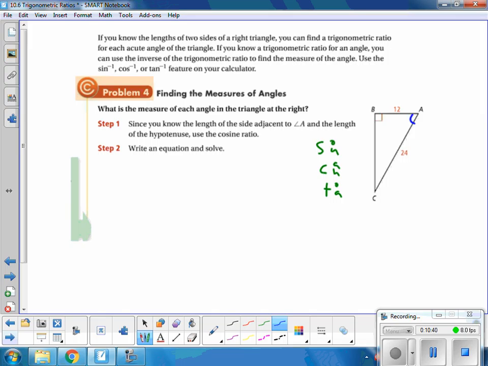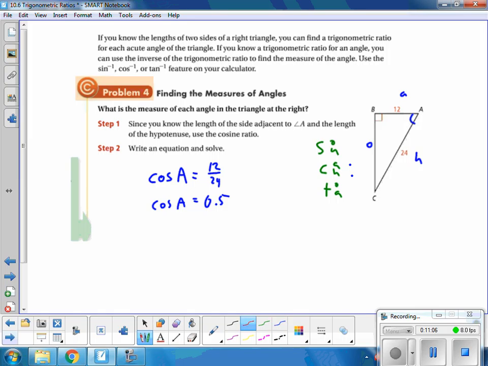So if I'm doing angle A, I have the hypotenuse, this is opposite, and this is adjacent. So I have adjacent and hypotenuse. So I'm gonna work with cosine. So I can see that the cosine of angle A is gonna be 12 over 24. So the cosine of A is 0.5.